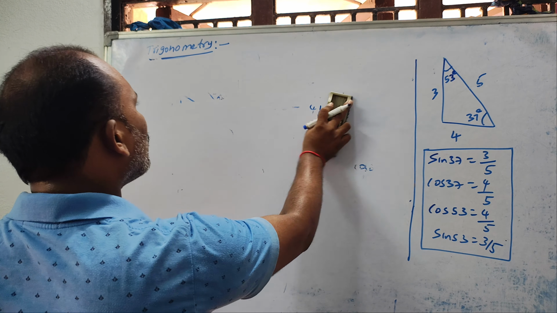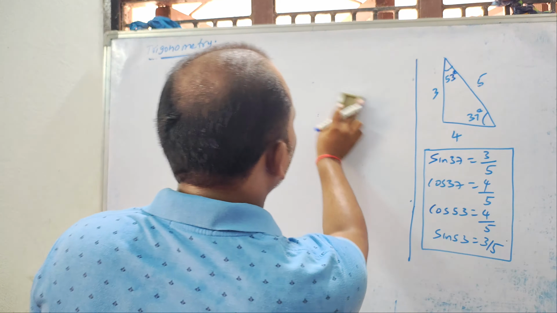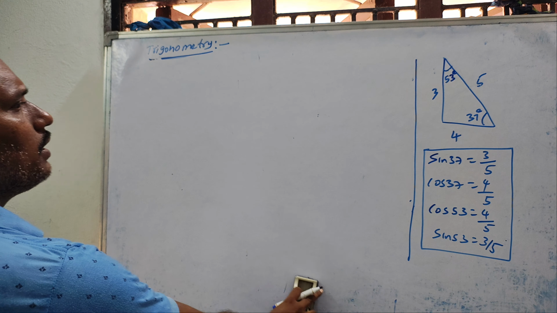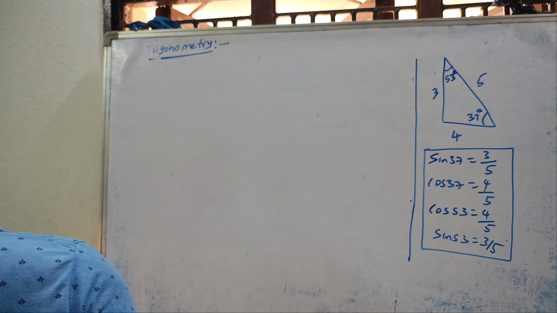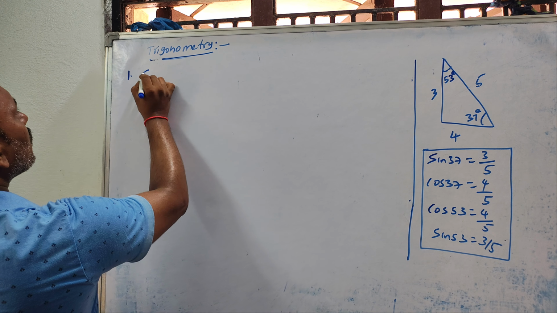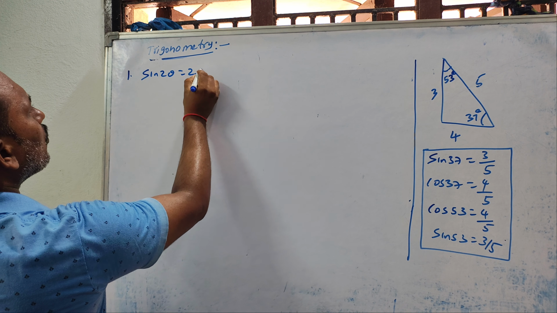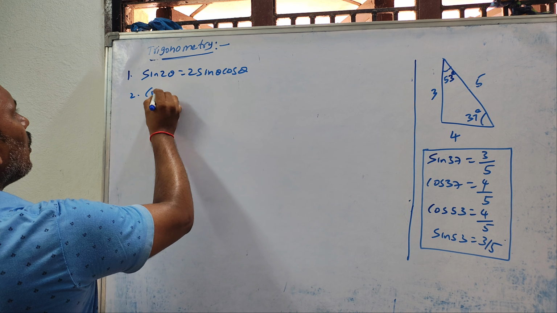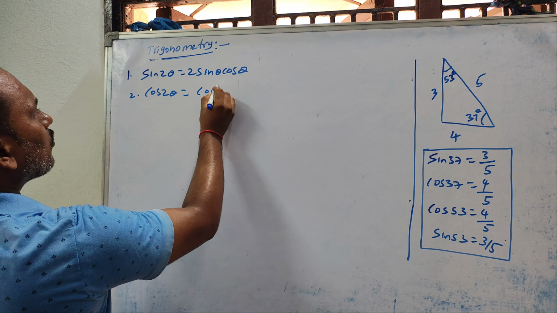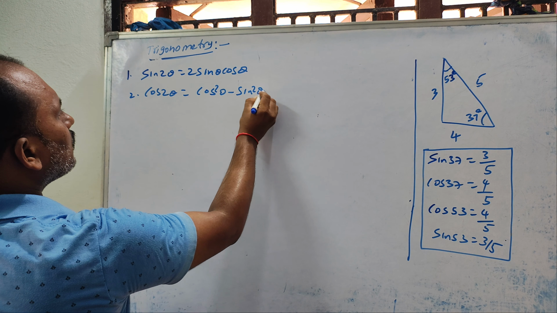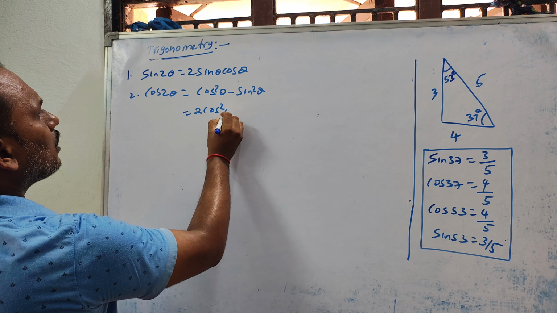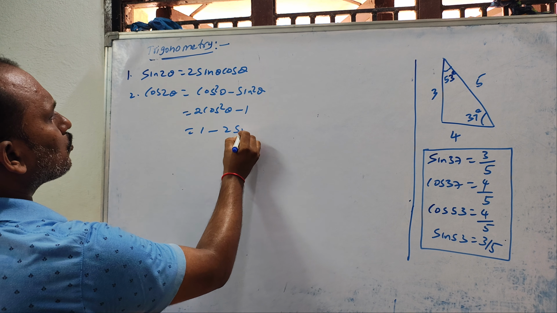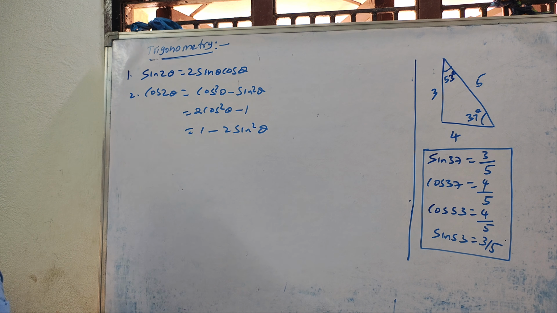Now we move on to the different formulas which you need for solving problems in physics. Let's see one by one. The first formula is sin 2 theta is equal to 2 sin theta cos theta. Cos 2 theta is equal to cos square theta minus sin square theta, which is 2 cos square theta minus 1, or 1 minus 2 sin square theta. Three different formulas are there for cos 2 theta, keep in mind.